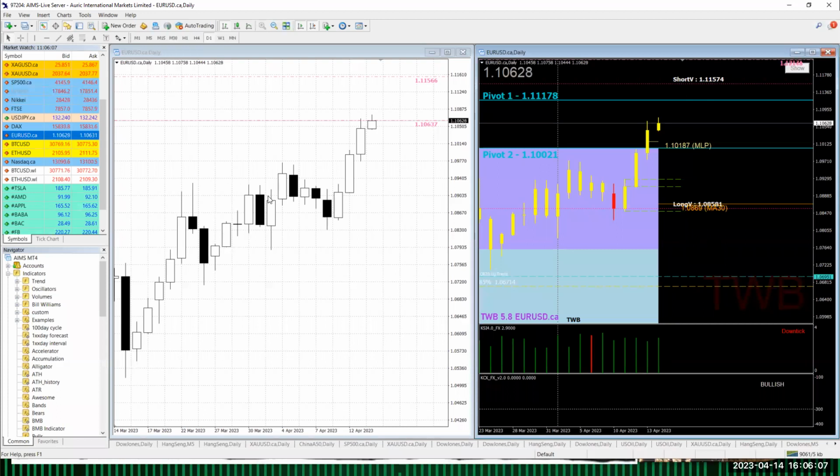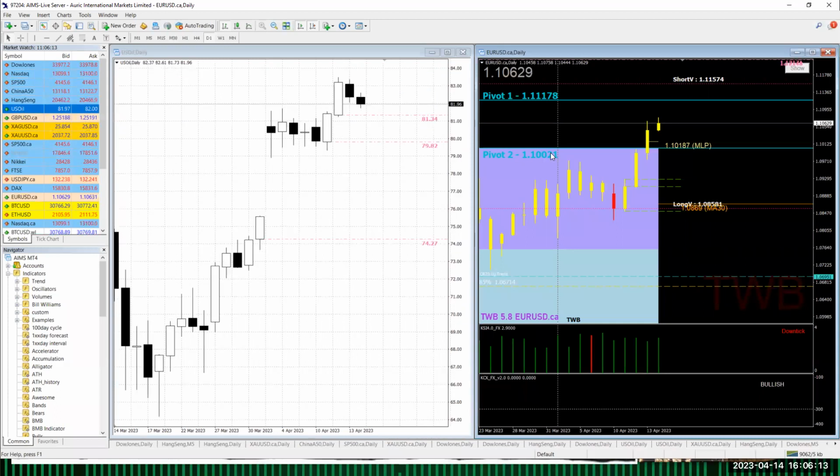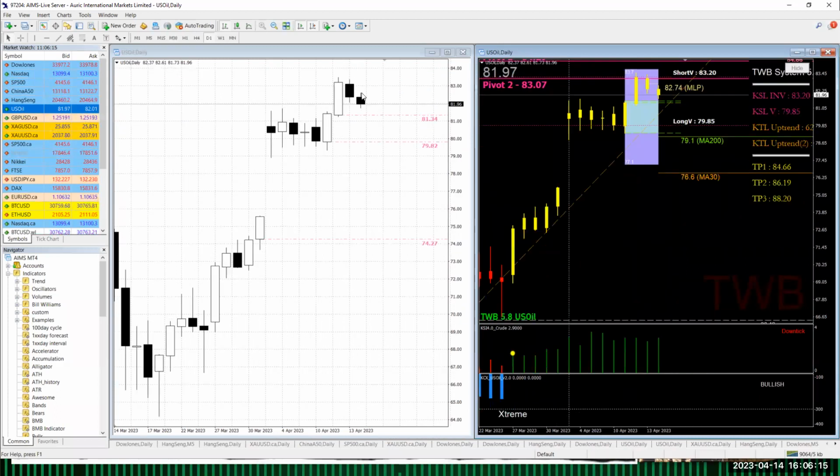Okay, we're done on the currency. Let's look at the crude oil. Now, for crude oil, we can see that yesterday and today, there's some pullback, right? Because of PPI data, nothing to be concerned about. In fact, this is very good so that all the weak holders can get out. And of course, those who are stronger holders can come in.